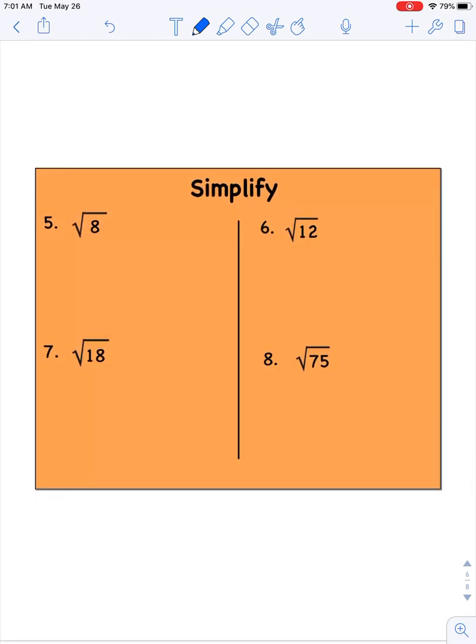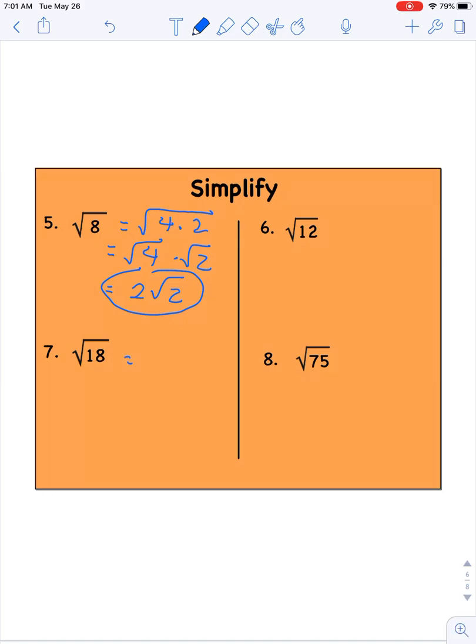All right, the square root of 8. I have to break that down into two numbers, one of them being a perfect square. Well, 4 is a perfect square, and 4 times 2 is 8. Now I'm going to separate using the product property and give each one their own square root sign. And that's going to give me 2 times the square root of 2. And that's my answer right there.